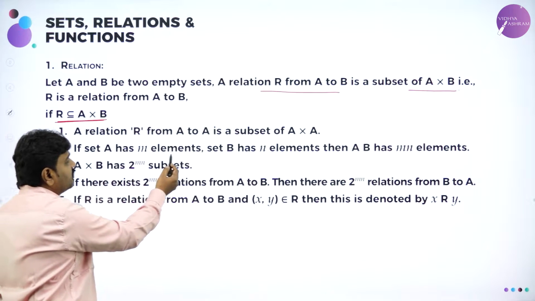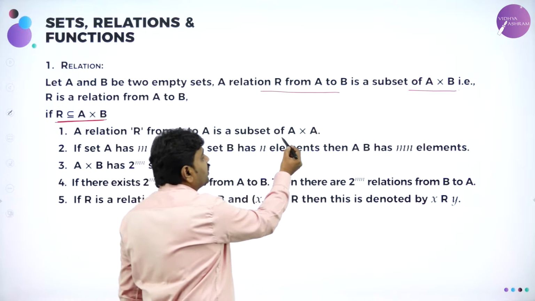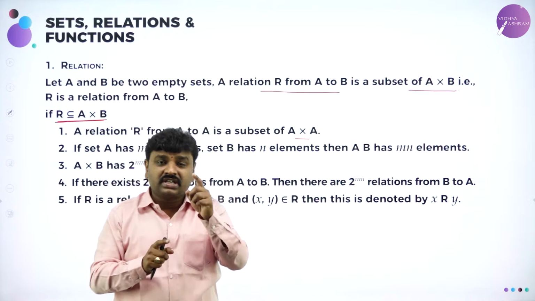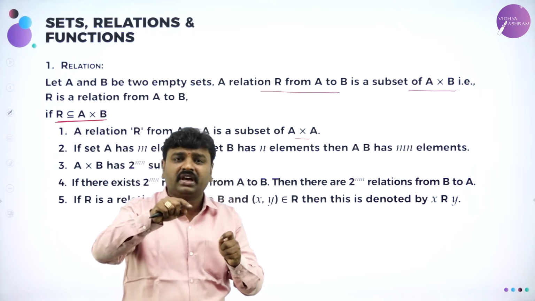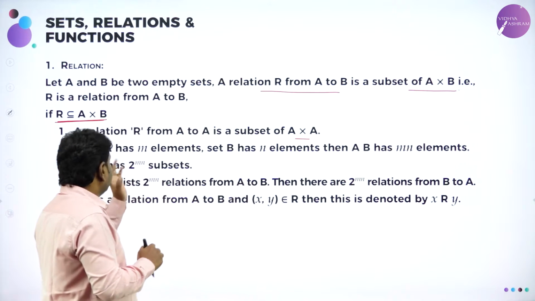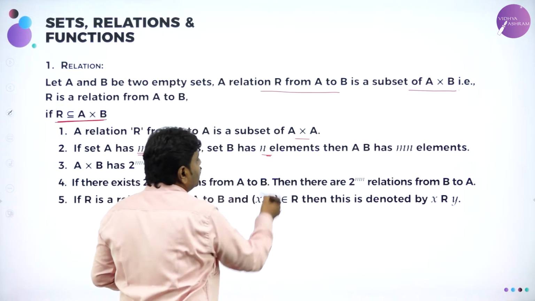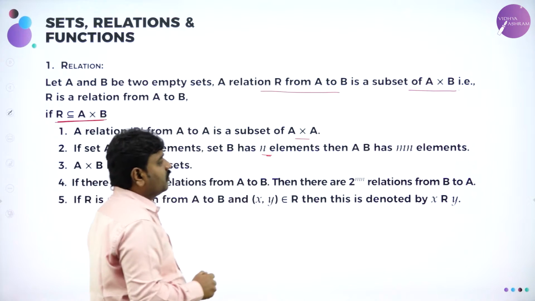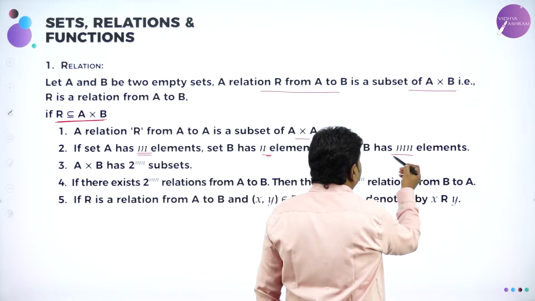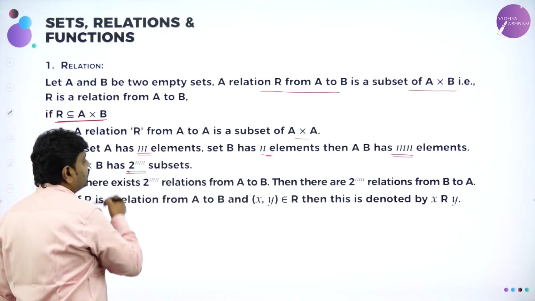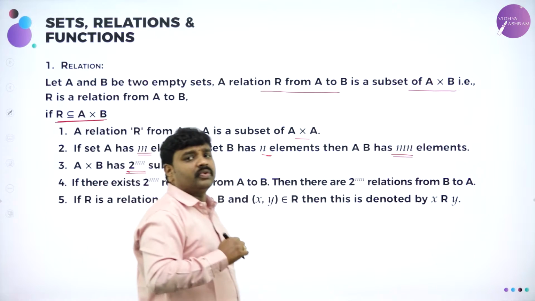Always remember, a relation from A to A is a subset of what? A cross A. A relation on set A is a subset of A cross A. A relation from A to B is a subset of A cross B. And if A has m elements, very important, and B has n elements, then A cross B will have mn elements, and the number of relations will be 2 power mn. The number of relations will be what? 2 power mn.